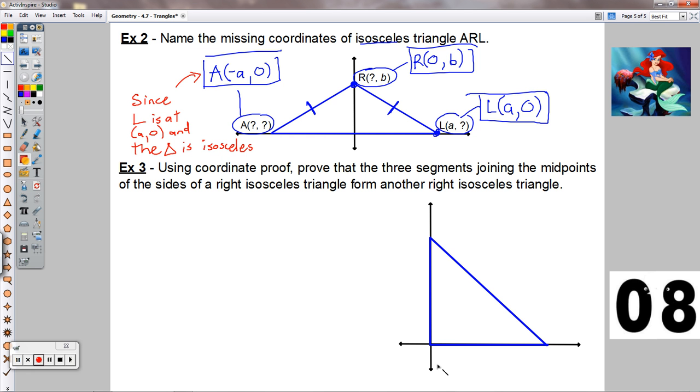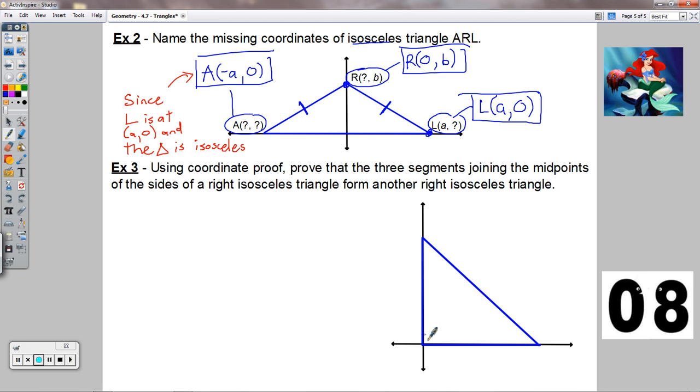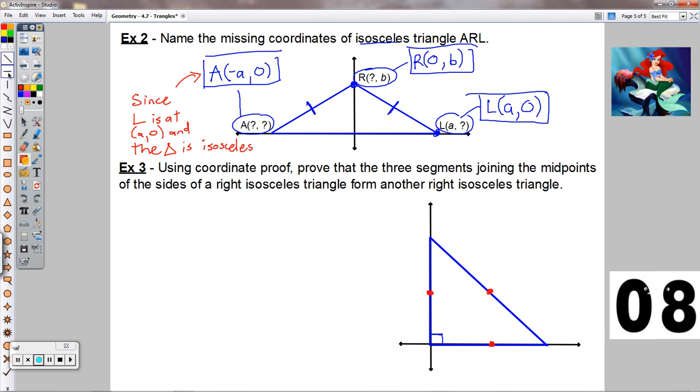So if I look at that, that looks like an isosceles triangle. And what we're saying here is that the midpoints of this isosceles triangle form another isosceles triangle. It is a right isosceles triangle. I purposely made it so that it was a right isosceles triangle. If you connect the midpoints, which I would say be there, there, and there, connect those, we're trying to prove that that's another isosceles triangle. So right there, right there, right there.